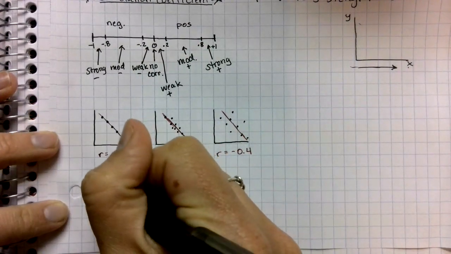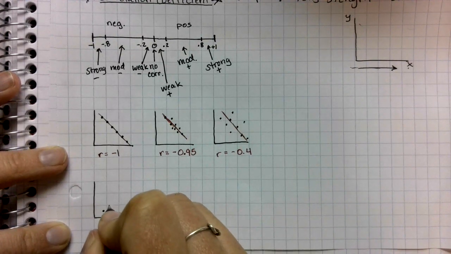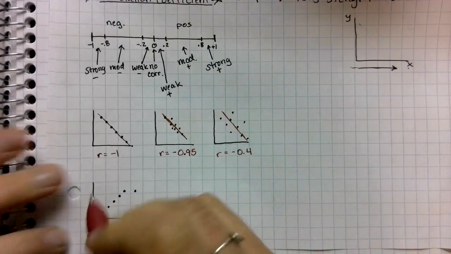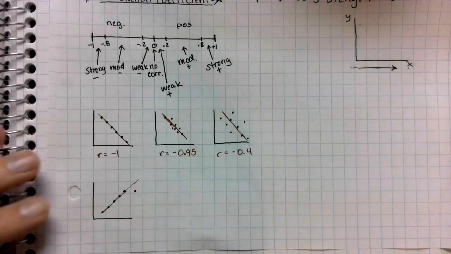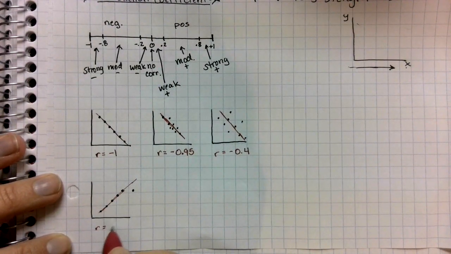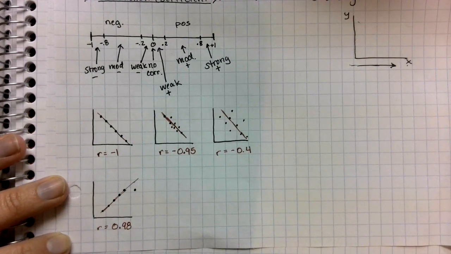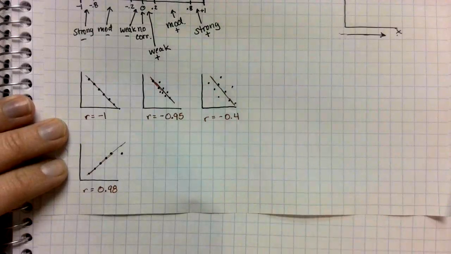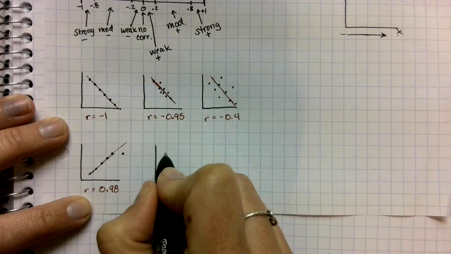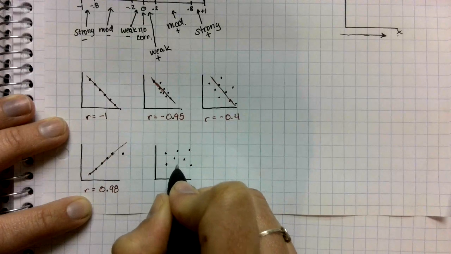Now we could see a lot of these in reverse going positive. Okay, let's say we have some points and they're all going in this nice straight line, then you have one that's not. So you're going to have this line and one point that's not on the line. So it is a very, very strong correlation and it's positive, but it's not quite perfect. So maybe 0.98.